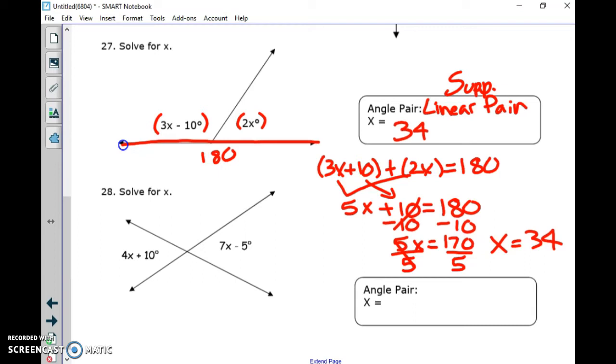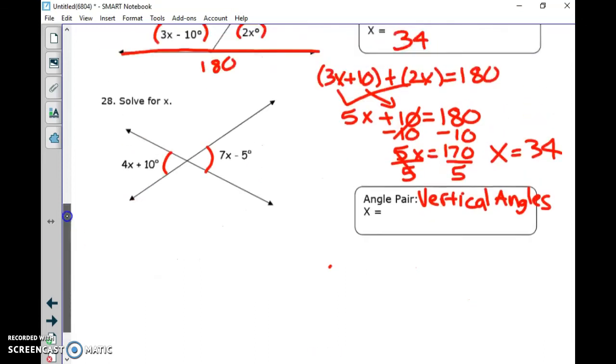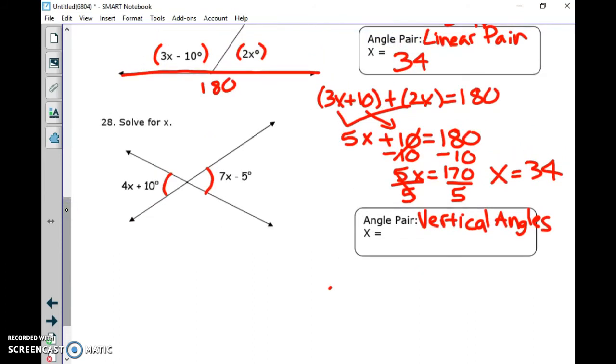Okay. And then 28. These are across from each other. So we've said if they're across from each other, they're called vertical angles, okay? So if we have vertical angles, we know that they are congruent, therefore their measurements are equal. So you can kind of think of it like an equal sign goes between them, like that. Well, let's rewrite it. 4x plus 10 equals 7x minus 5.